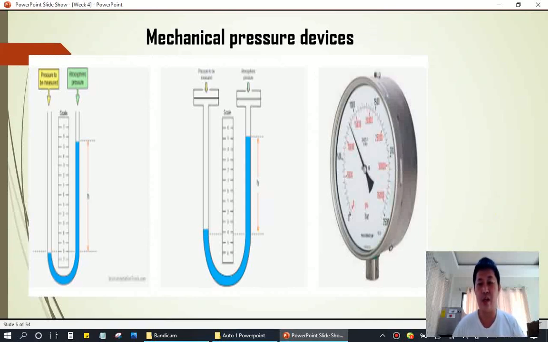So we have here the mechanical pressure devices. So as you can see here, this is a U-shaped manometer, or we can call it U-tube manometer. So this is the U-tube manometer, and here this is also a gauge manometer. This is an analog manometer.